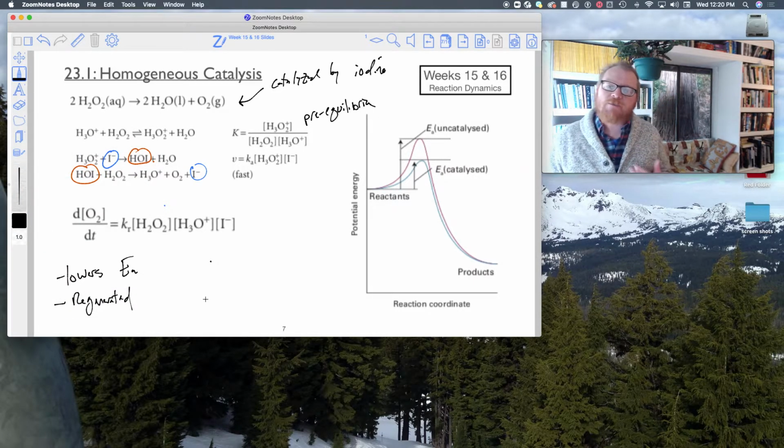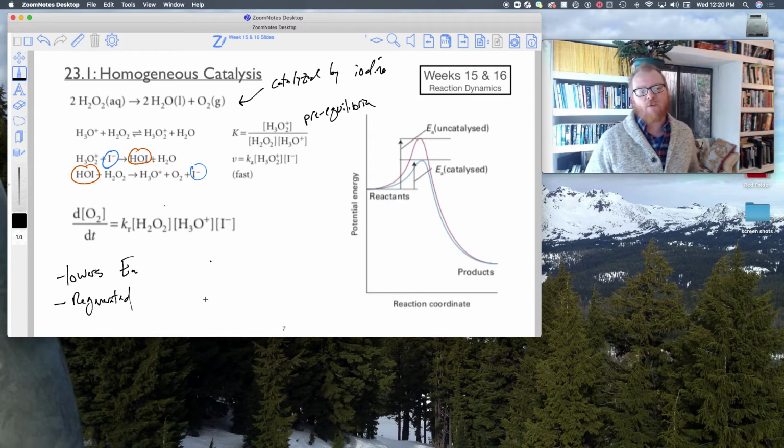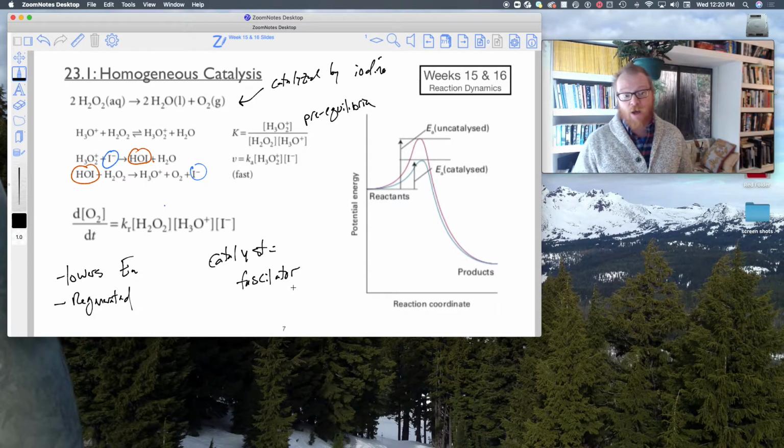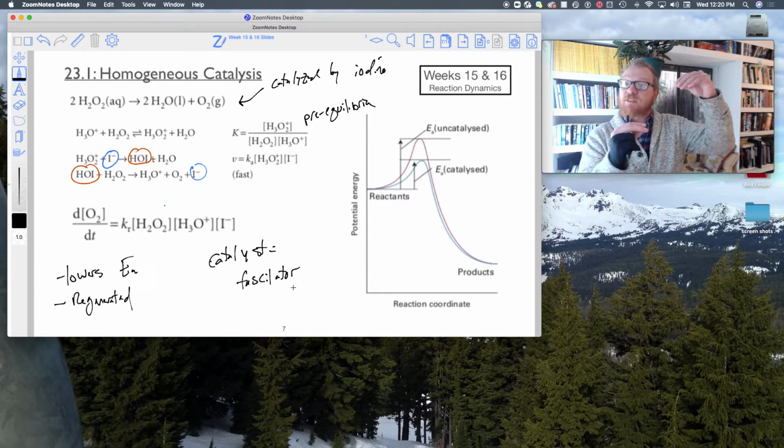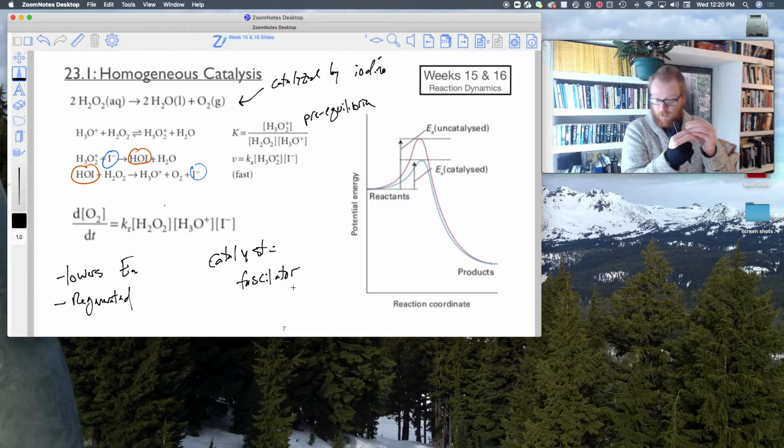A more descriptive definition that I really like to think of when I think of a catalyst is that it's a facilitator. So a catalyst, assuming I can spell, equals a facilitator, okay? So in other words, when we think about all the stuff we've been talking about in reaction dynamics, the molecules have to collide, and not only do they have to collide, but they have to collide in the right spot, okay?